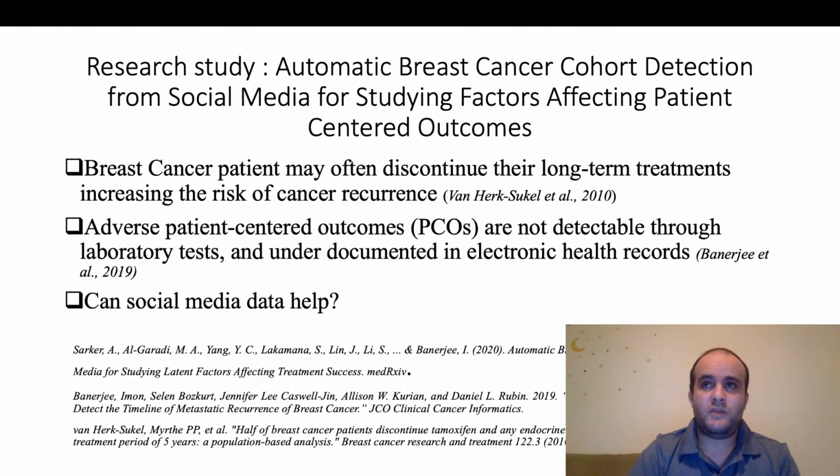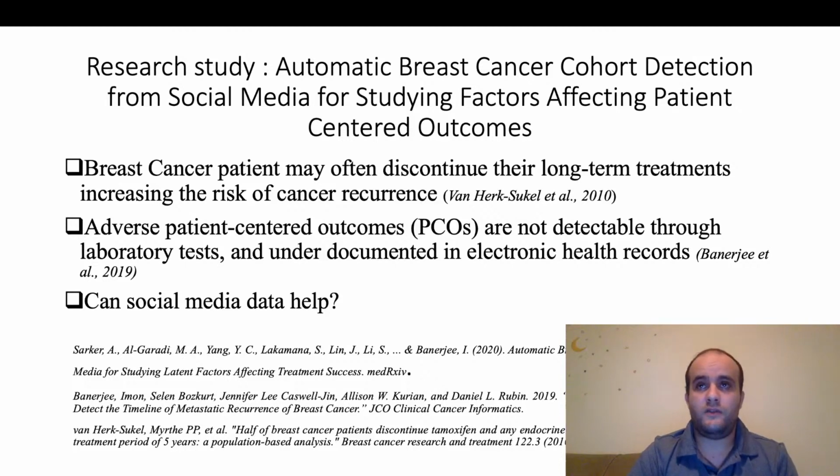When they do the treatment, they get depression and anxiety, and this depression and anxiety are not documented in clinical notes and are sometimes not noted by the doctor. The good thing is to look at social media to understand whether this type of patient mentions their side effects related to their treatments.